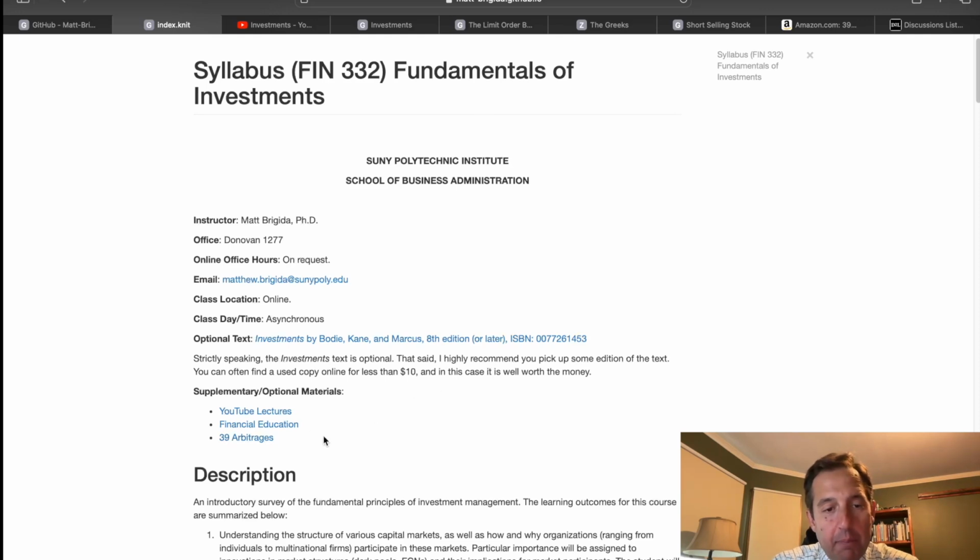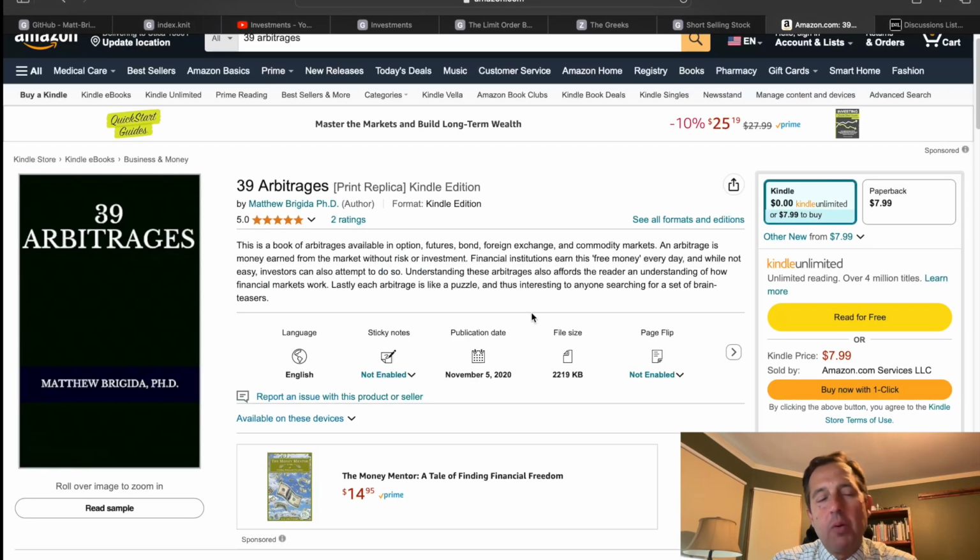I also have a book. This is just a book I wrote. This costs money, so $8. Definitely don't have to buy it, but it covers a lot of what we're going to do in this course, which is arbitrages. It goes over 39 arbitrages.